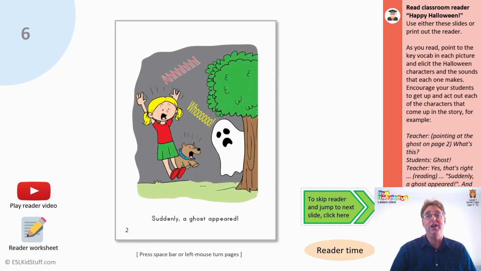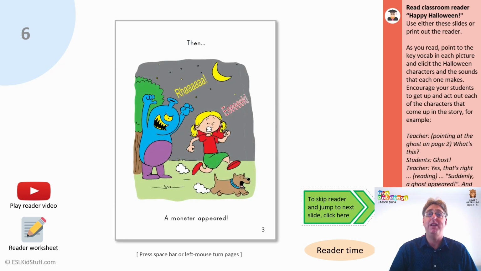And in this story, all these different Halloween characters that they've already been introduced to, they jump out and scare the girl and the dog in the story with the sounds they've been practicing. So suddenly a ghost appeared, woo! And a monster appeared, rah!